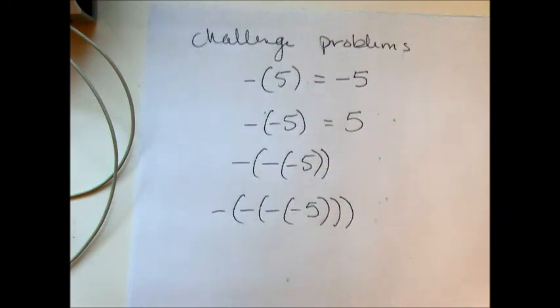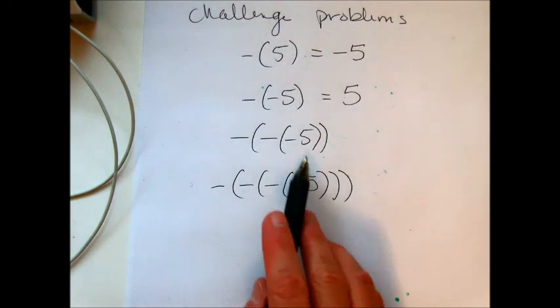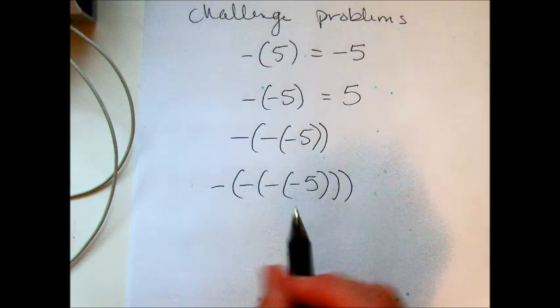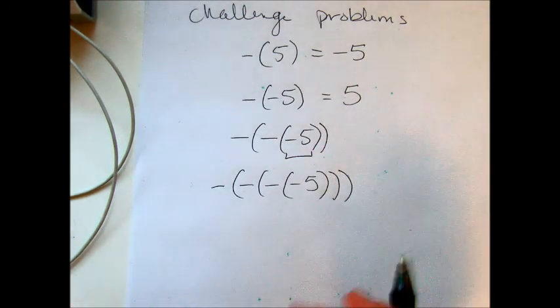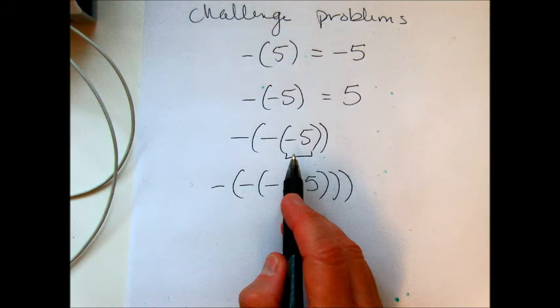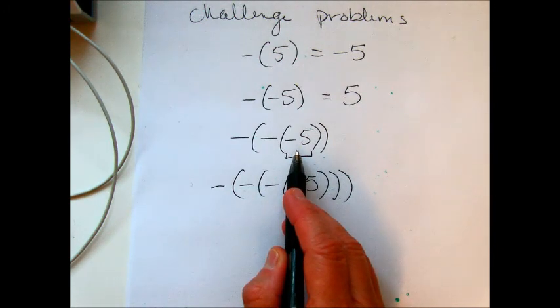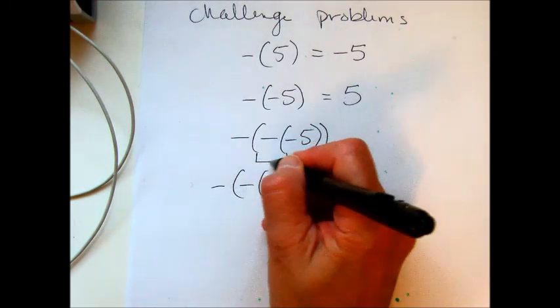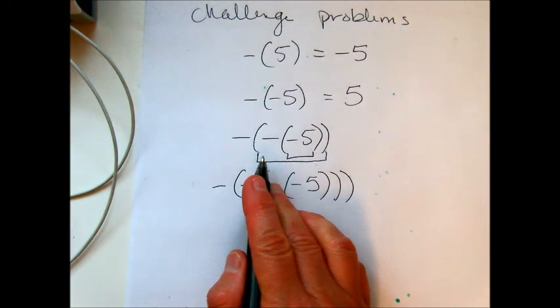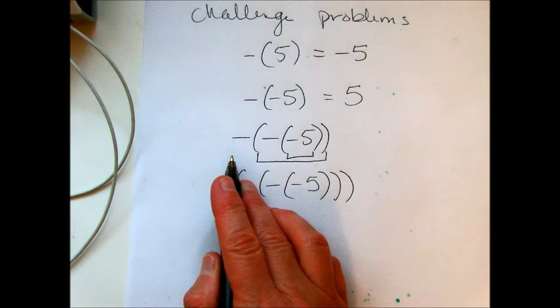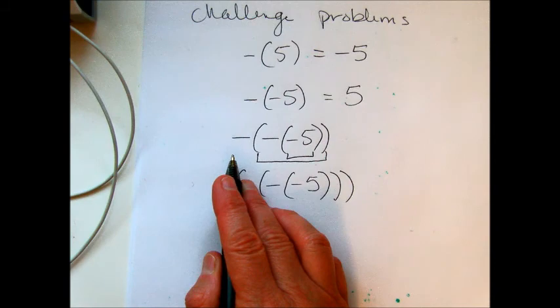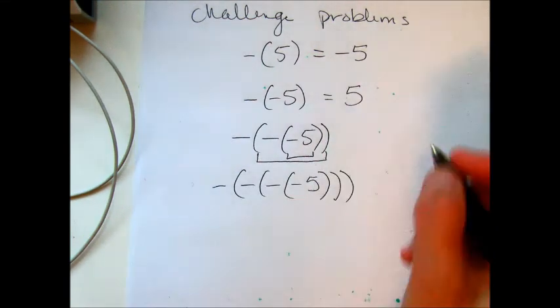Now we get into the trickier ones. Again, we're going to start in the innermost area, okay, and then we're going to work our way out. So we start with a negative 5, and we want to take the opposite of a negative 5. So if we're looking at this part here, the opposite of a negative 5 is going to be a positive 5. But then we have this negative out here, or an opposite. So the opposite of a positive 5 would give us a negative 5.